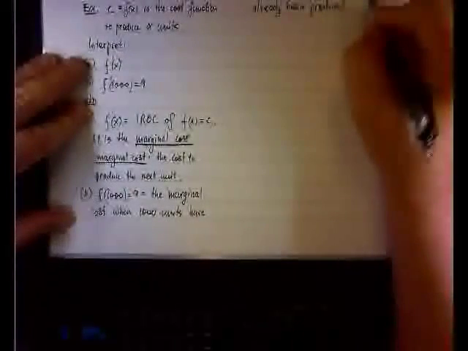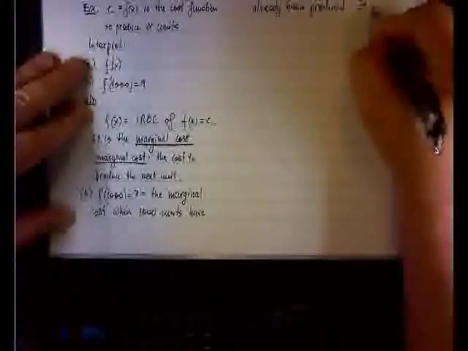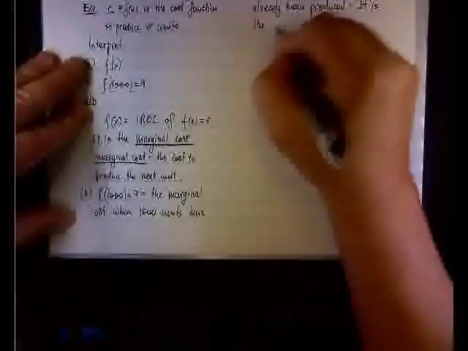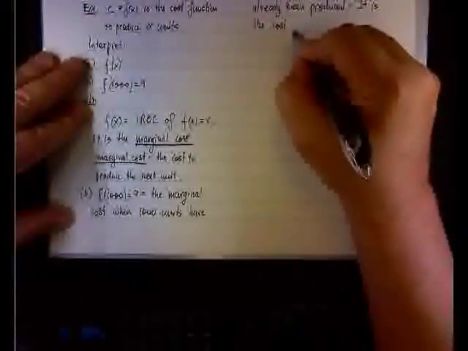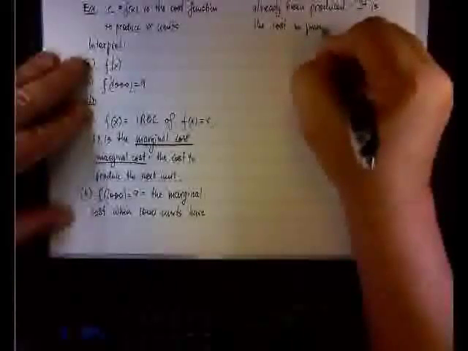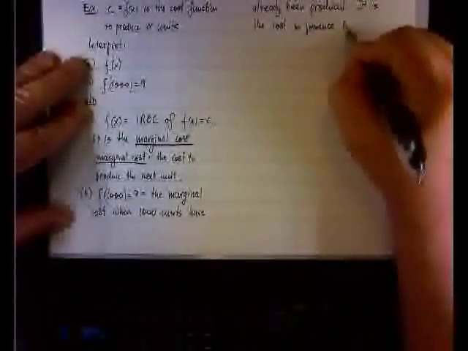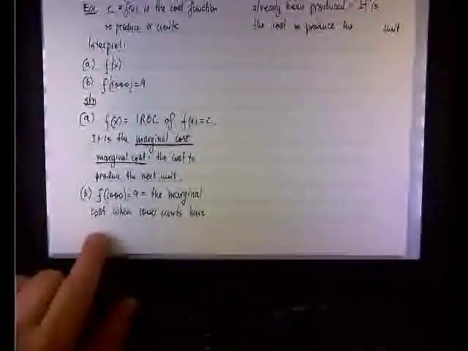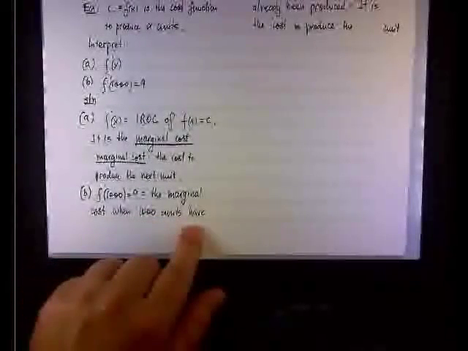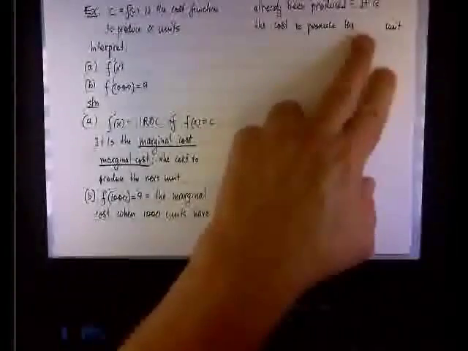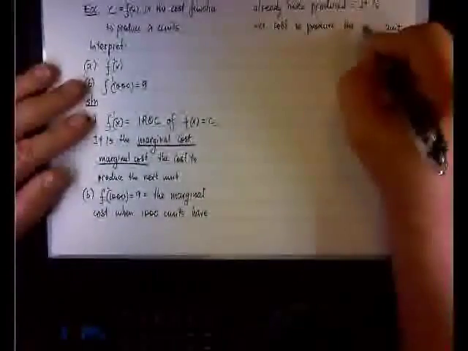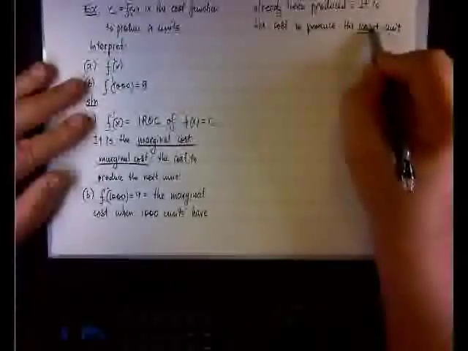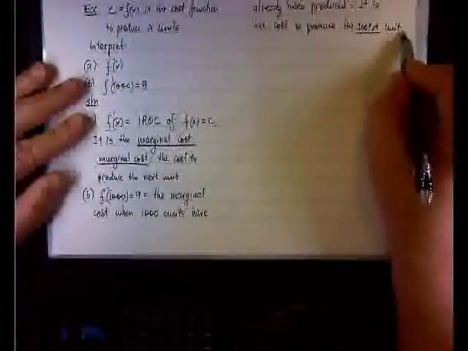Okay, so it is the cost to produce the blank unit. What will be the blank? The marginal cost when 1000 units have already been produced is the cost to produce the next, or the 1001st, unit. That's the definition.